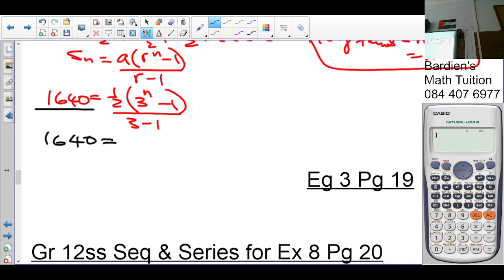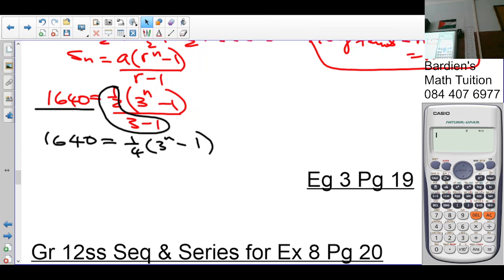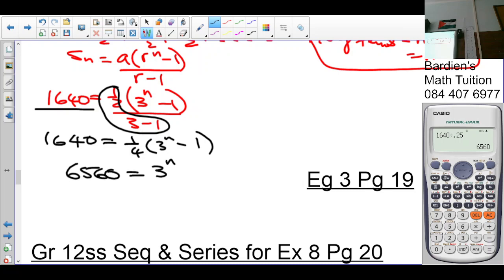1640 is equal to. Now a half divided by 2 is a quarter, times 3 to the n minus 1. So how do I get rid of a quarter? Divide by a quarter or multiply. 1640 divided by a quarter is going to give you 6560. 6560 equals 3 to the n minus 1. Now what do we do? Take the 1 over. So it's 3 to the n is equal to 6561.